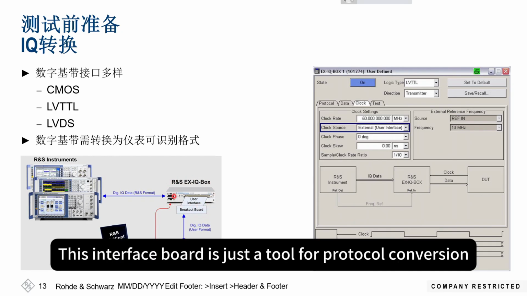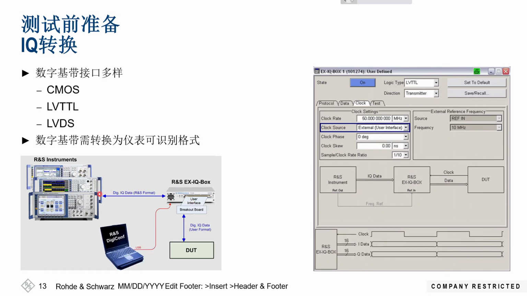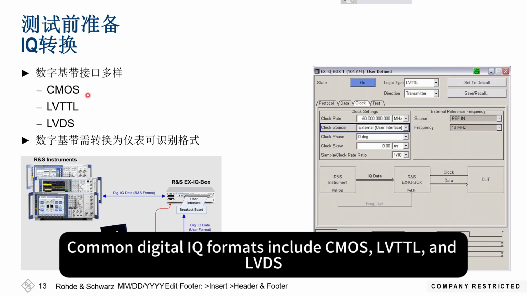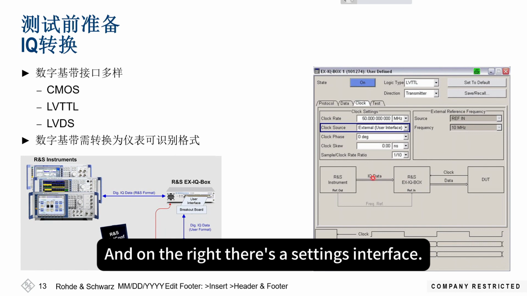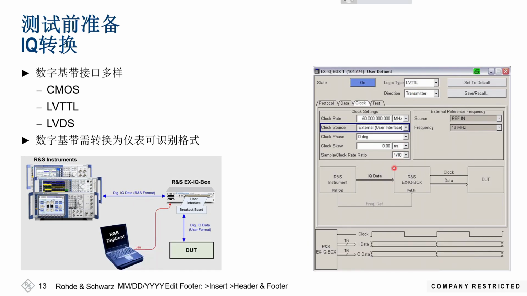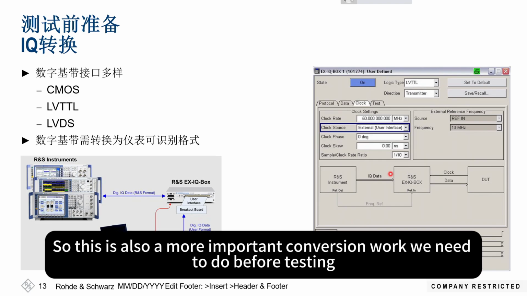This interface board is just a tool for protocol conversion. It can convert the RF IQ format into a format that the instrument can recognize. Of course, this works in both directions and supports a variety of interface formats. Common digital IQ formats include CMOS, LVDS, and LVTTL. And on the right there's a settings interface. You can set the clock rate, level form, and logic format. In this way, the digital intermediate frequency signal can be converted. So this is also an important conversion work we need to do before testing.